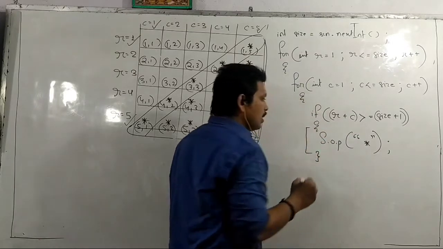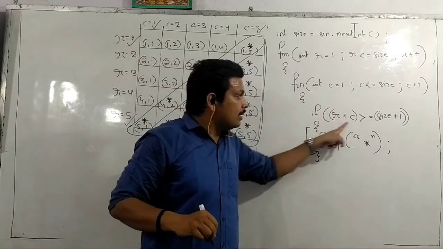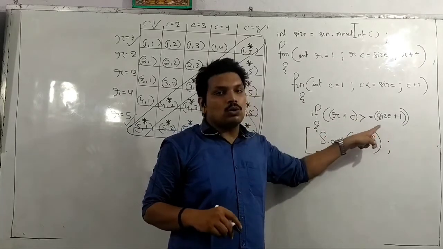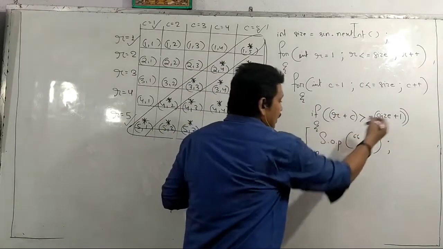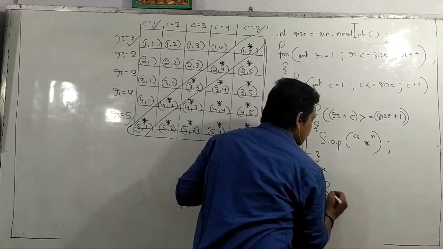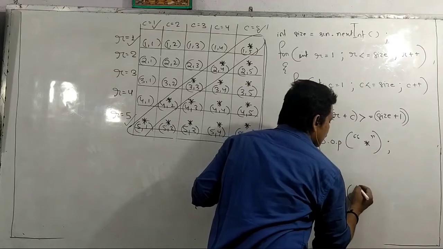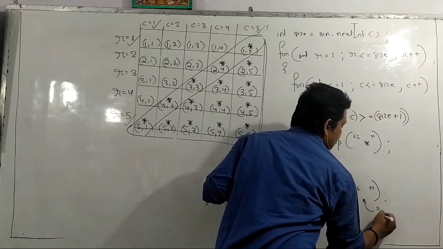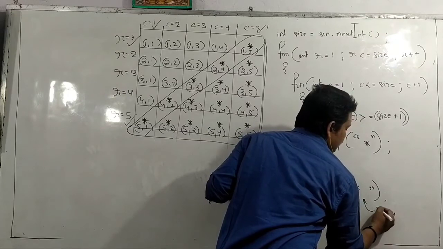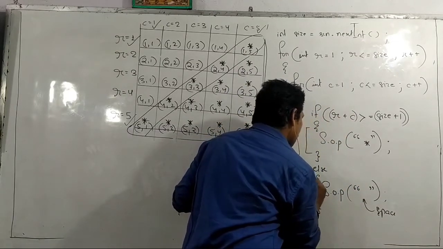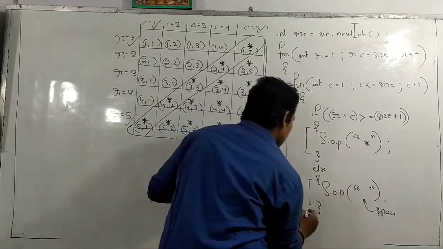Okay, so stars will get printed if this condition is satisfied, or we can say if we are getting true out of this condition. If we are getting false, it means we have to print space. Okay, this is space. Clear?